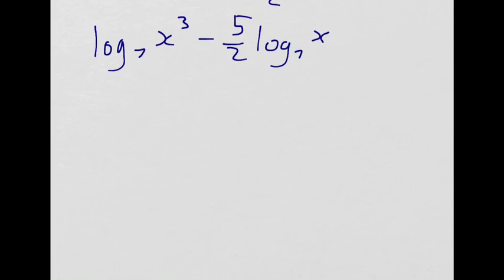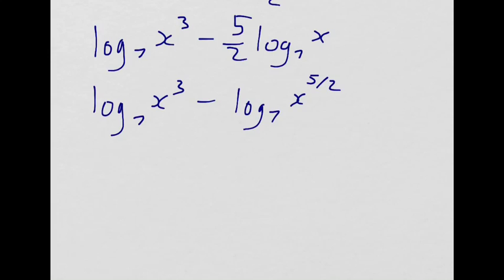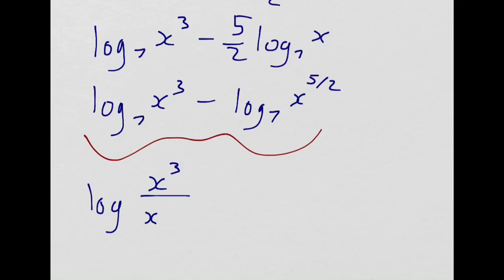Any ideas? Make it the exponent. Yeah, I'm going to make it the exponent. So this would be x to the power of 5 over 2, which is the square root of x to the power of 5, right? And then I'm going to combine these two logarithms into one. Okay? So that's log x cubed over x to the 5 over 2, all base 7.